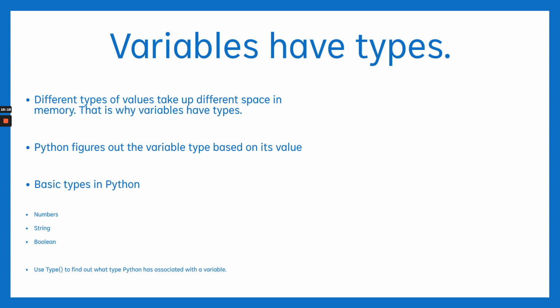Right now, most of the code you write will work with simple variables, and you can do a lot with just simple variable types. If you are ever interested or curious about finding out what type Python has given to a certain variable, you can use a function which is called type and put your variable name inside it, and Python will give you what type it thinks this variable should have based on the values that you provided to it.